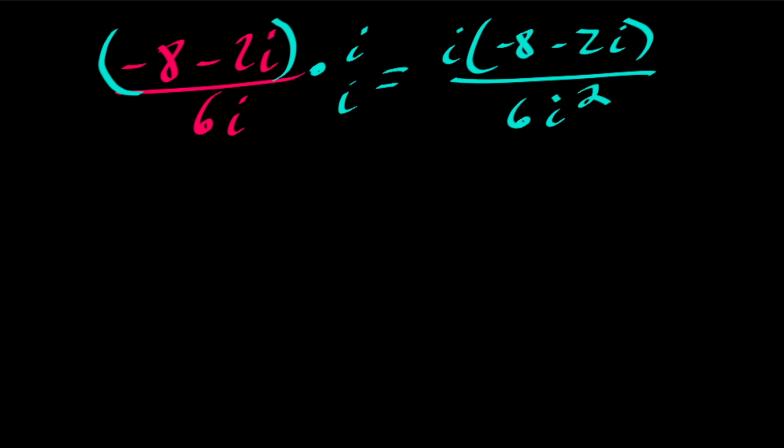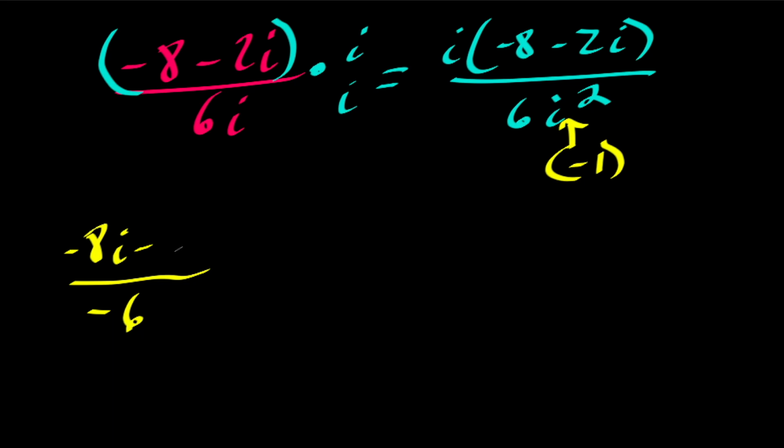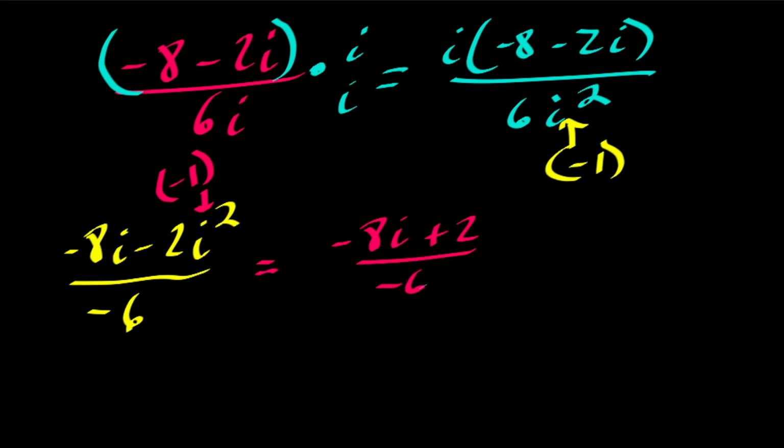And now from here, we're going to replace i squared with negative 1. So that's going to give me a negative 6 on the bottom. And on the top, we're going to end up with negative 8i minus 2i squared. And now we have another situation where we can replace i squared with negative 1. So it would become negative 8i, that would become plus 2, over negative 6.